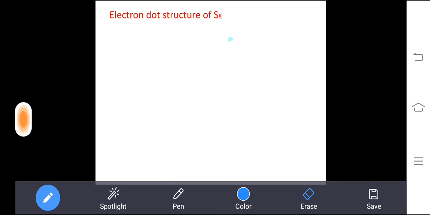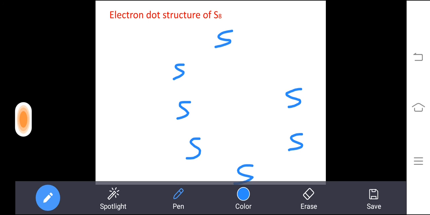So this place is not enough, so I will try to draw it. 8 sulfur you want to draw. It is your wish, students. If you draw in a circle it will come, otherwise in some other shape also it will come. So 1 sulfur, 2, 3, 4, 5, 6, 7 sulfur, okay, and 8 sulfur. Here one, 8. This one a little bit bottom.